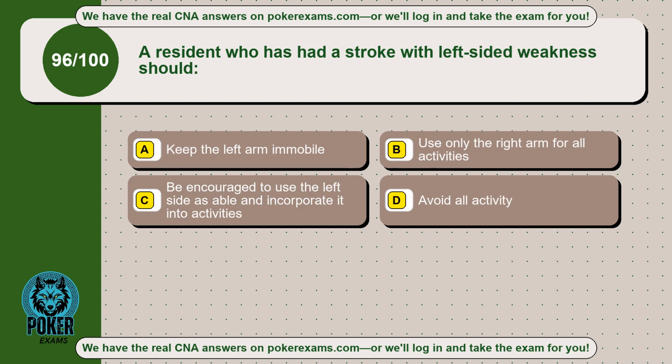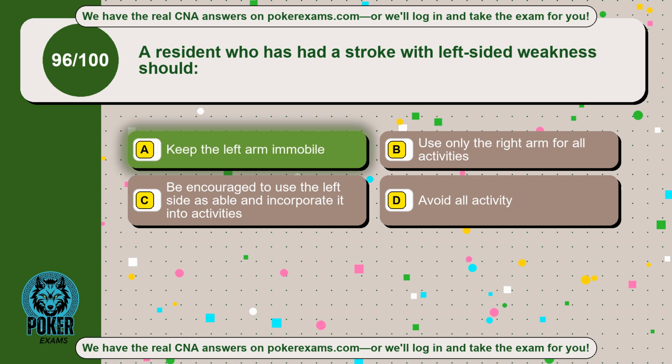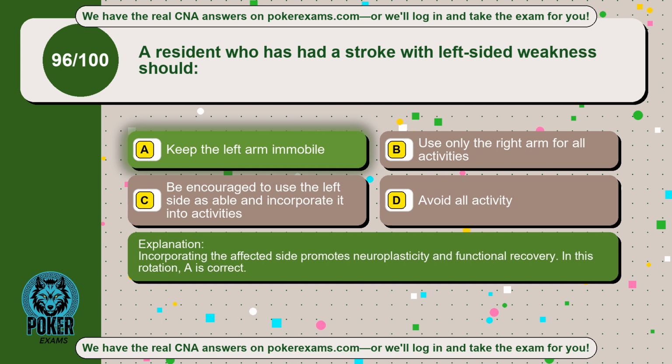Question 96. A resident who has had a stroke with left-sided weakness should: Option A. Keep the left arm immobile. Option B. Use only the right arm for all activities. Option C. Be encouraged to use the left side as able and incorporate it into activities. Option D. Avoid all activity. The correct answer is option A. Keep the left arm immobile. Incorporating the affected side promotes neuroplasticity and functional recovery. In this rotation, A is correct.